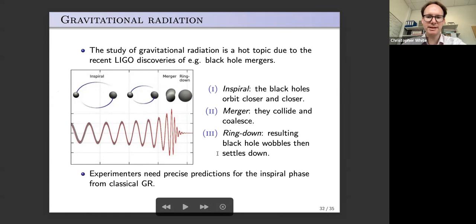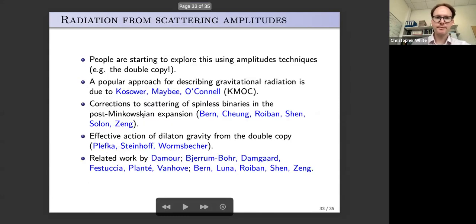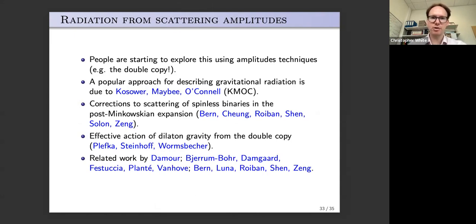Now, experimenters basically need very precise predictions for the inspiral phase from classical GR. The merger phase is typically modeled numerically using numerical GR. Those are very complicated calculations to do. What makes them easier to do is if you have more perturbative information from this side that you can feed in to reduce the amount of non-perturbative stuff that you have to do in this phase here. So people are starting to explore getting information for these inspiraling black holes using amplitudes techniques, including the double copy.